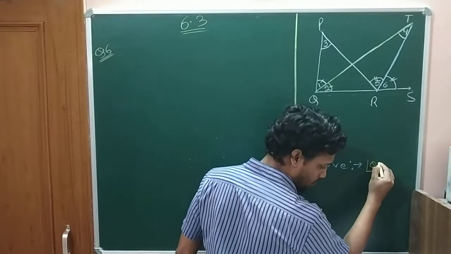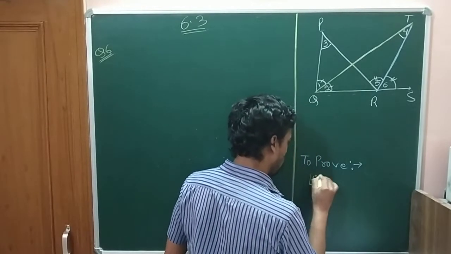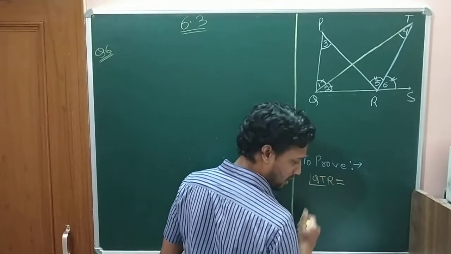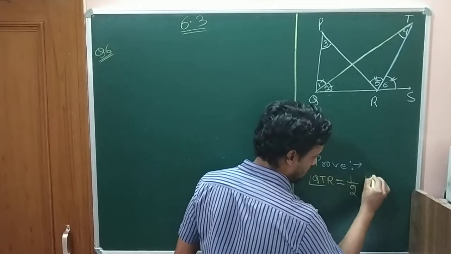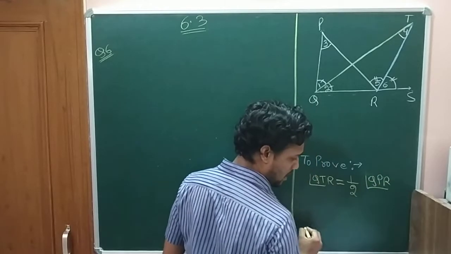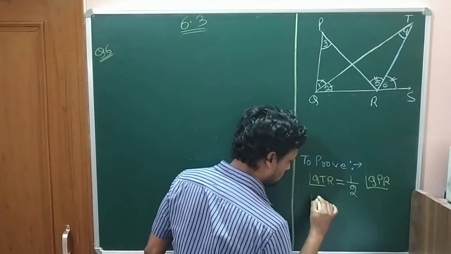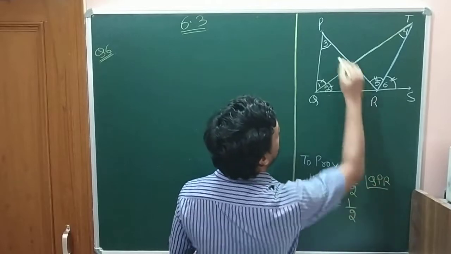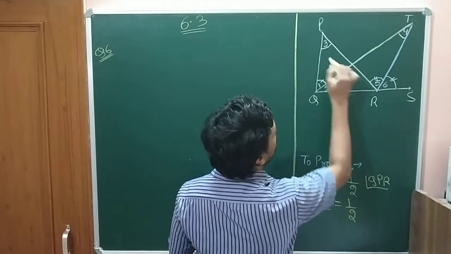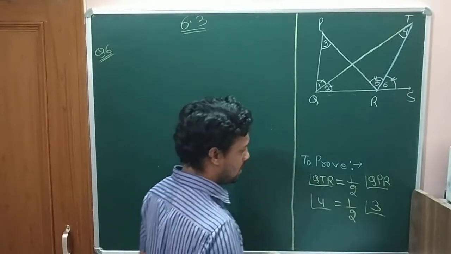angle QTR is equal to half angle QPR. Now QTR means angle 4, equal to half QPR, means angle 3. It means you have to prove this. Okay. Now what is given?